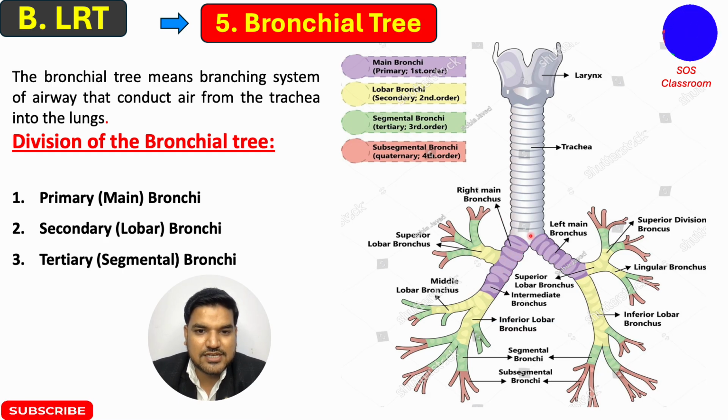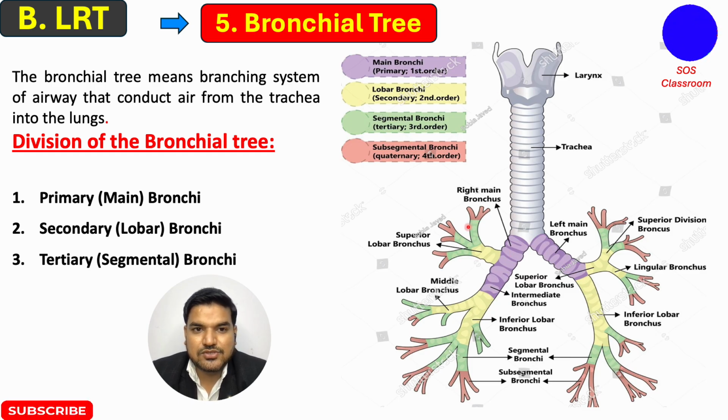First, the trachea divides into right and left. This is called the bronchus: left main bronchus and right main bronchus. So what is the bronchi? One bronchus and a second bronchus. Plural is called bronchi and singular is called a bronchus. So the trachea divides into right and left. This is called the bronchus.